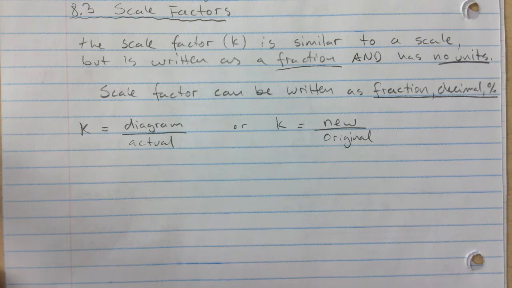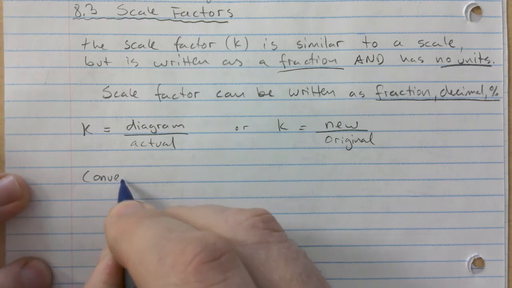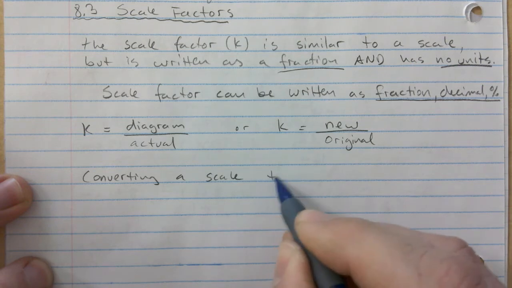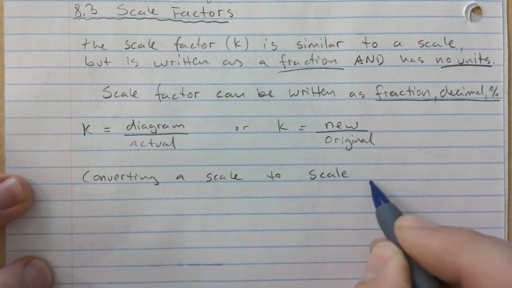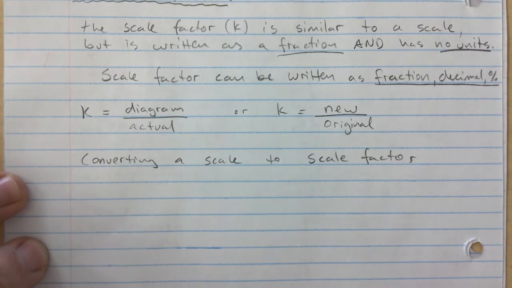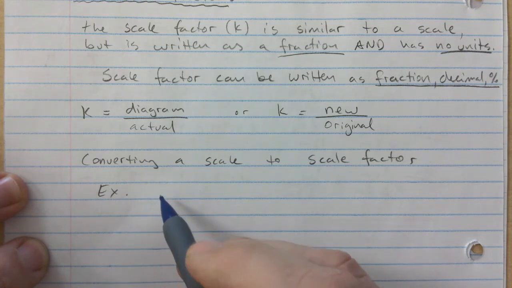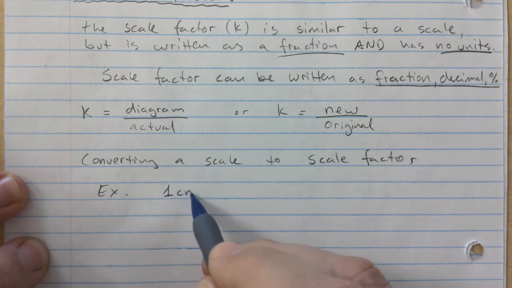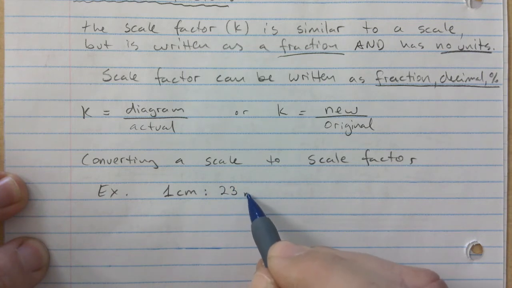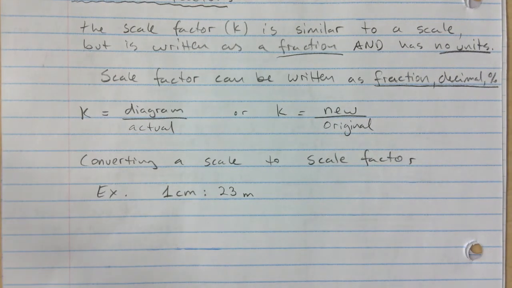And so here we have it. For example, converting a scale to scale factor. So example, we have 1 centimeter is 23 meters. Let's say you have something like that. That's just a classic scale. Okay.